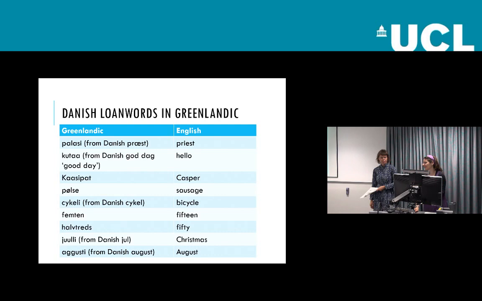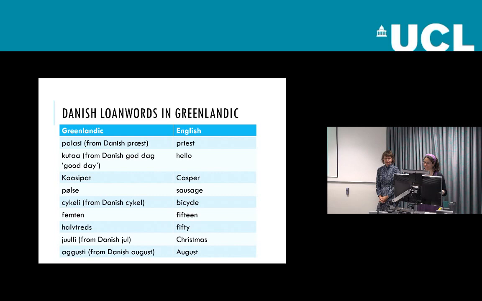And then you can see again that that one has been adapted slightly. You can also say alu or halu, which is kind of nice. Kasipat is supposedly a Greenlandic version of Kasper. Sometimes the way they adapt these names, they look very different. But Kasper is a typical Danish name, and this is the version of it. And then for those of you who speak Danish or Norwegian, you'll be familiar with the pølse, a sausage. So this one has just been incorporated straight into Greenlandic.